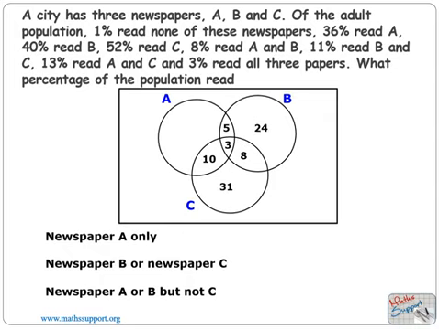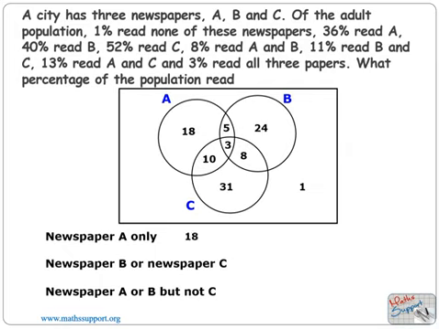For B, we know that 40% read only B, and we already have 3 plus 5 plus 8, which is 16, who read B and also another paper, so 24% is only for B. And if we want to fill in the value for only A, we know that A is read by 36%. We already have 18% here, so that means 18% is for only A. How many read none of them? It's 1.